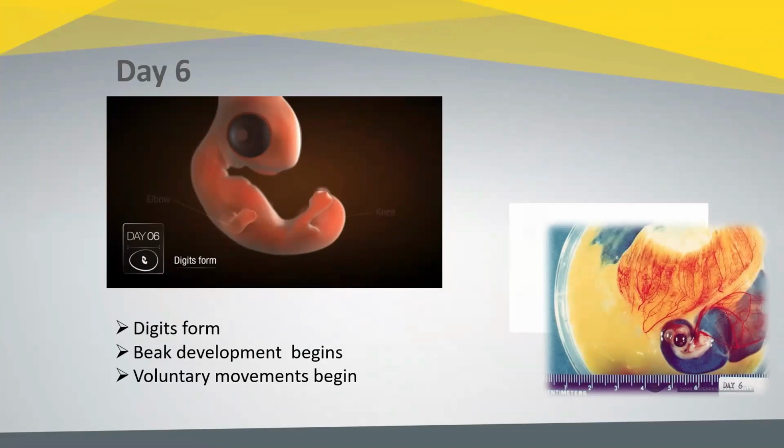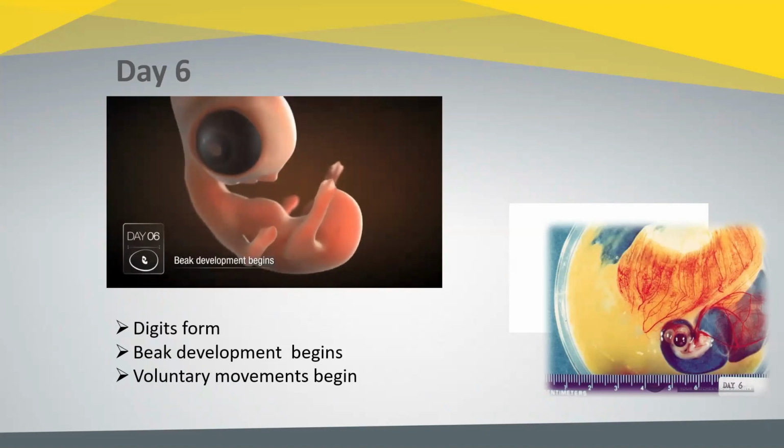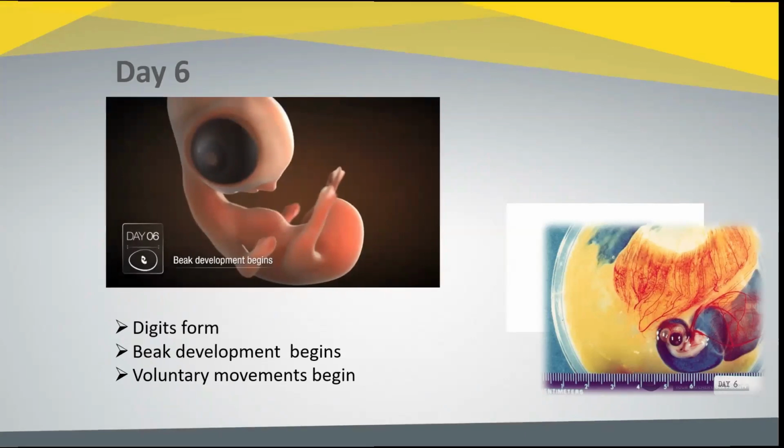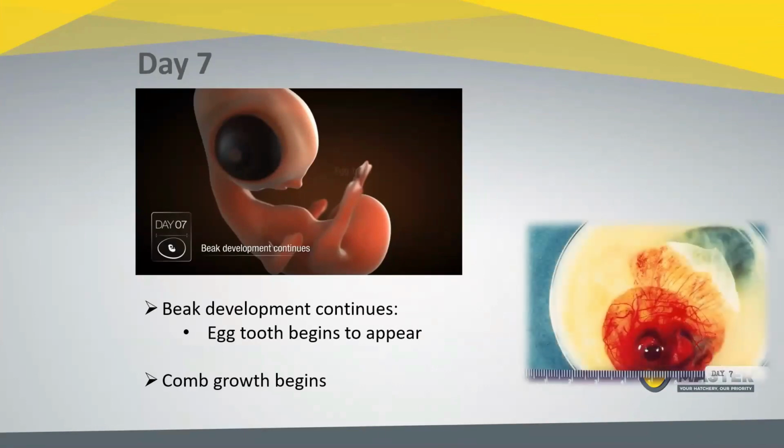You can see in these pictures on the right hand side of the screen, this was poured into a petri dish, so it's relatively small, but it does give you some size with the scaling on the bottom there. You can see the actual size of the embryo. Once we get into day 7, the beak development continues. The egg tooth actually begins to appear, and then the comb growth begins.